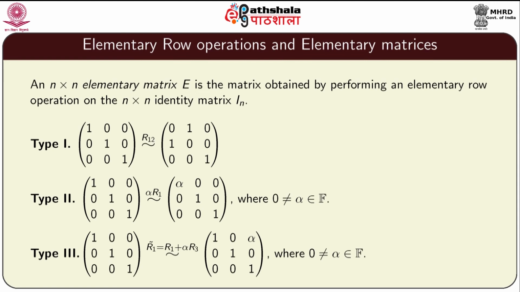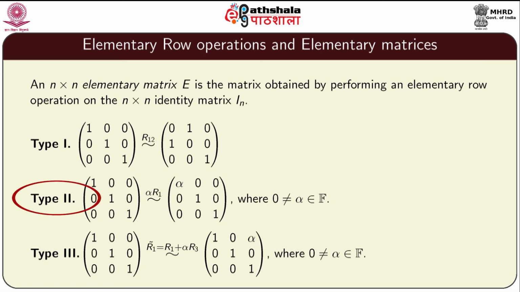If we consider n is equal to 3, then what you see on your left is the 3 cross 3 identity matrix. We apply R12, that is row operation of first kind. That means we are just flipping the first two rows, and then the outcome is what you see on the right hand side. That is elementary matrix of first kind.